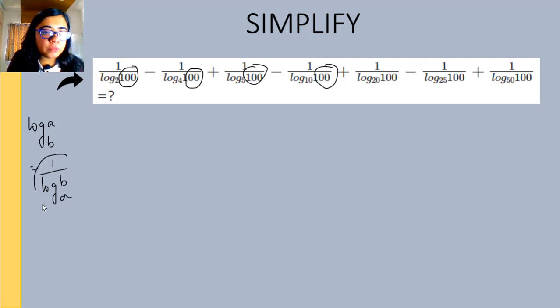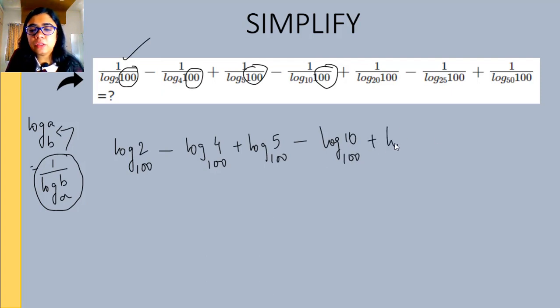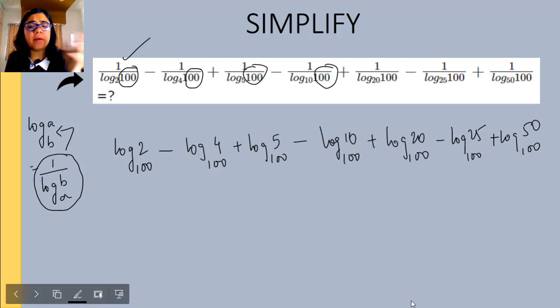Now I'm telling you that you have been given 1 upon log b to the base a, so you have to go to the first part. You just reverse it. So you can write this as log of 2 to the base 100. You had 1 upon log 100 to the base 2, just reverse it. Minus, this will become log 4 to the base 100, plus log 5 to the base 100 minus log 10 to the base 100 plus log 20 to the base 100 minus log 25 to the base 100 plus log 50 to the base 100. What happened? The base of all became the same.